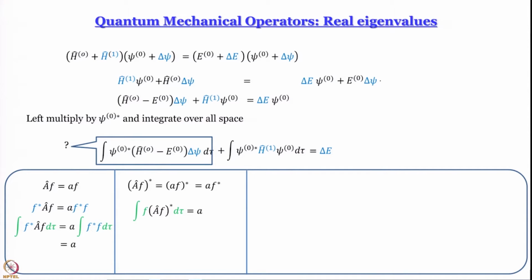What kind of momentum is that? Momentum, position, these have to be real quantities. So, eigenvalues must be real for quantum mechanical operators. Using this, we have this expression here: integral f star a hat f d tau is equal to integral f multiplied by a hat f star d tau.